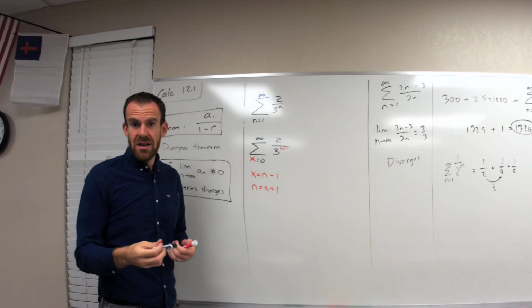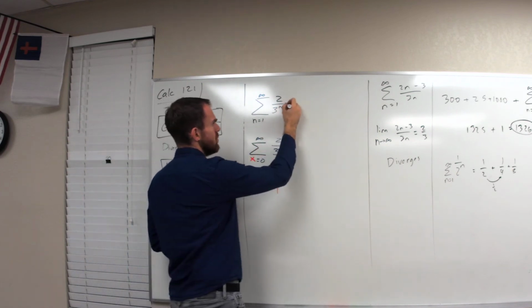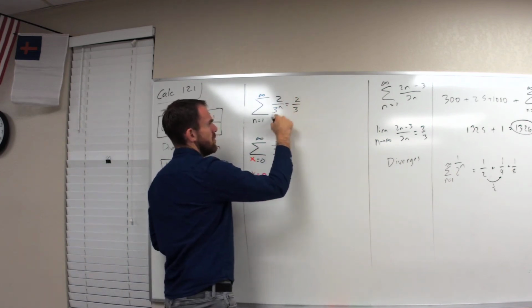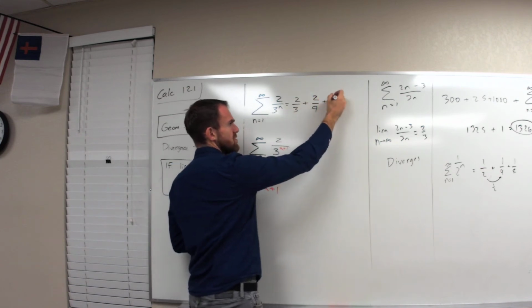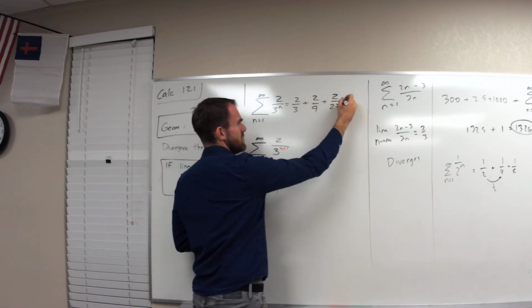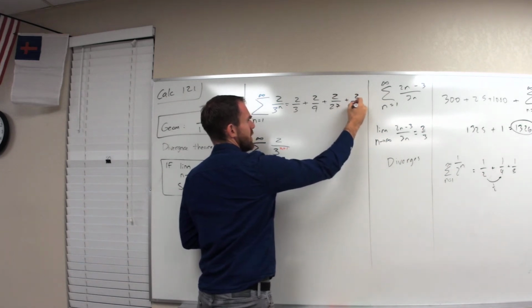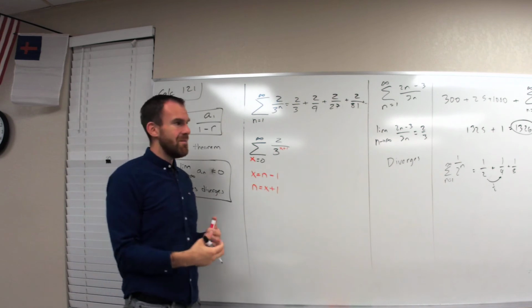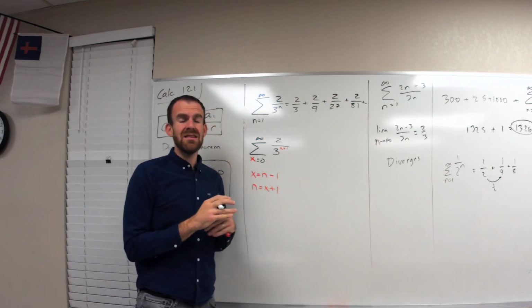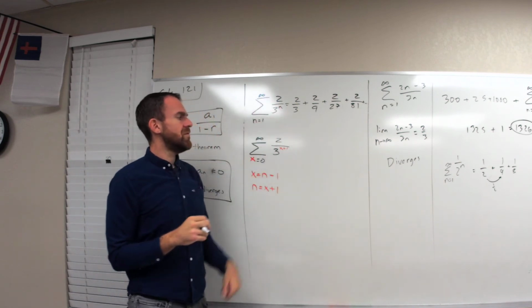Now let's check to make sure we've done this correctly. Our first term would be 2/3. Our next term would be 2/9, 3 squared. Our next term would be 2/27 and 2/81, and so on. Always make sure you do that plus ... because this is a series. It goes on forever to infinity.